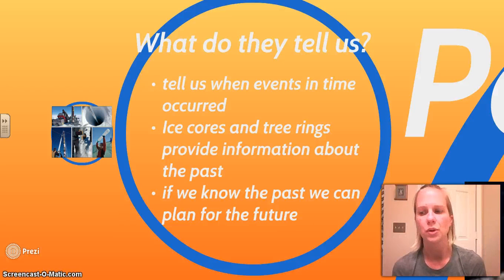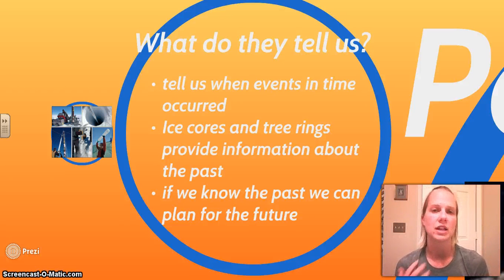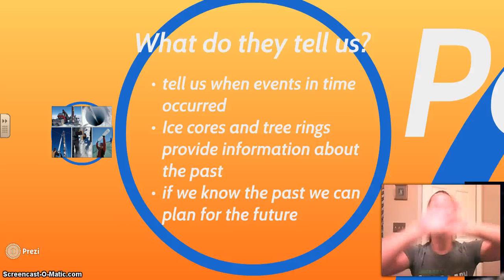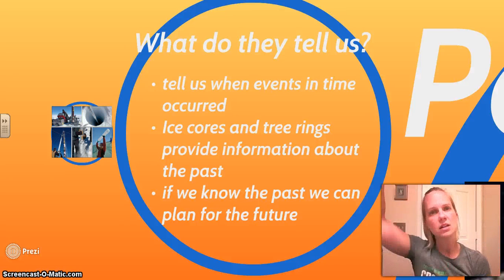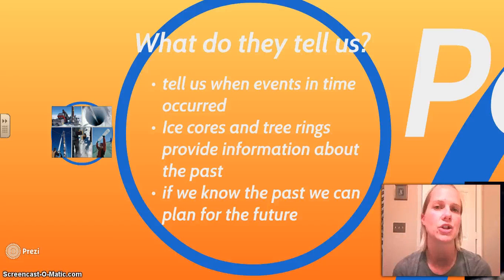Ice cores are going to hold things like dust and gas. So we can look at the atmospheric gas composition. Was it heavy in carbon dioxide? Was it heavy in nitrogen? So that also will play a factor in what the global temperatures were like. If there is a really big volcanic eruption, not only does the lava come out of the volcano, it sends ash into the air. So we could get ash trapped in ice, and that would tell us that there was a very large volcanic eruption.